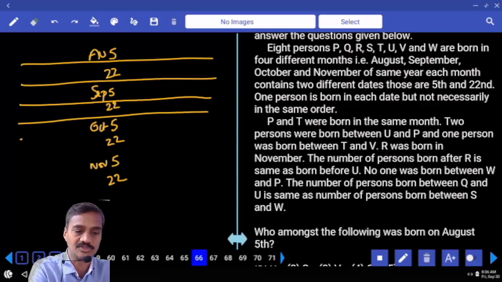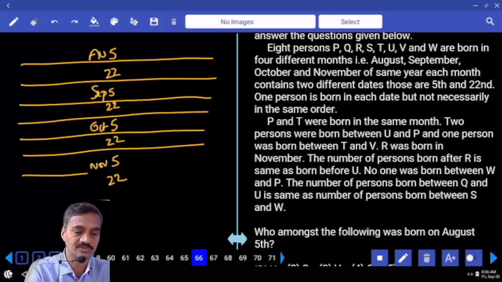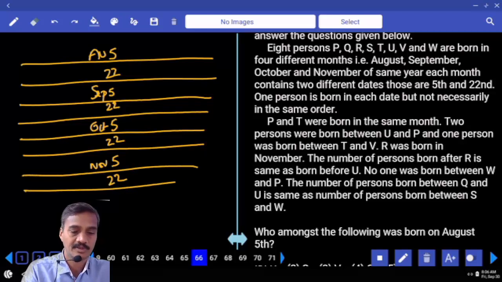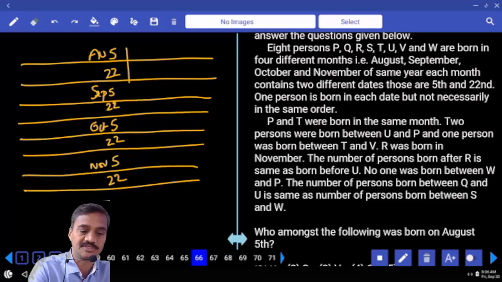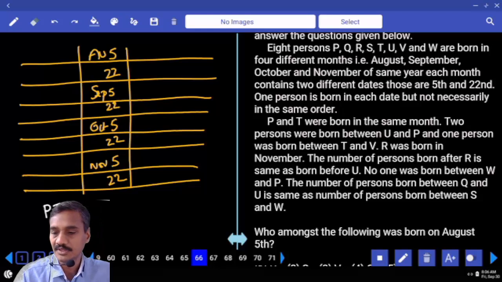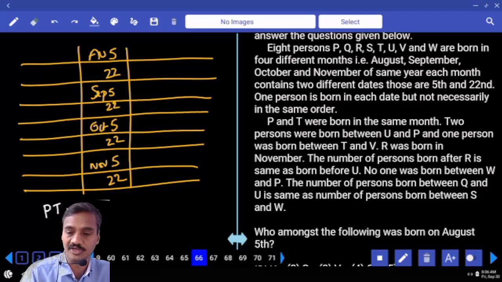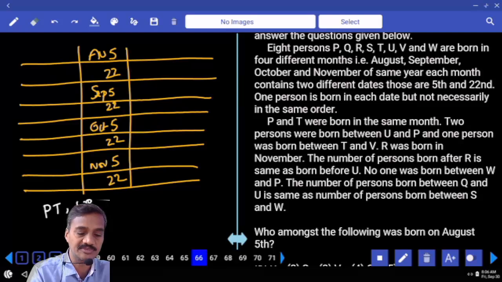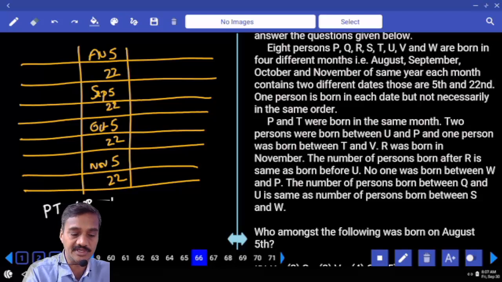Then coming to condition number 1. P and T were born in the same month. P as well as T, these 2 persons were born in the same month. And next one, 2 persons born between U and P. Between U and P, how many people are there? There must be exactly 2 people. And in the same way, between T and V, there must be exactly 1 person.